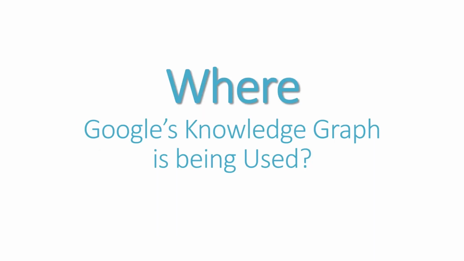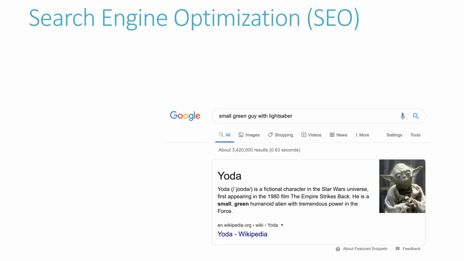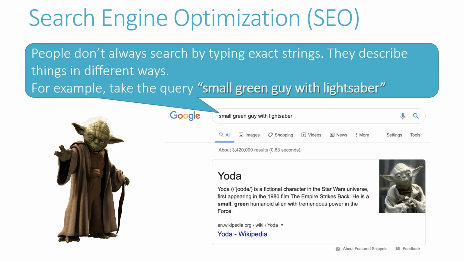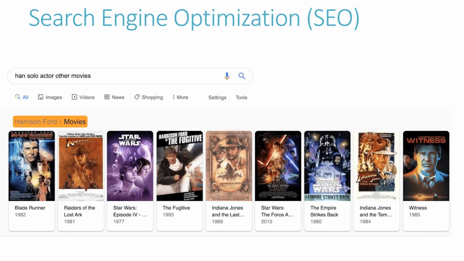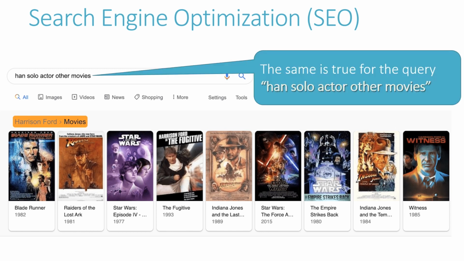Let's see where the Google Knowledge Graph is being used. The first place we can think of is the Google search engine. People don't always search by the exact string. They describe things in different ways. For example, take the query: small green guy with lightsaber. That's where the knowledge graph comes in, as it allows Google to go beyond keyword matching and return more relevant results. Despite the fact we didn't even mention Star Wars, Google still understands what we are looking for and gives the answer. The same is true for the query Han Solo actor other movies.